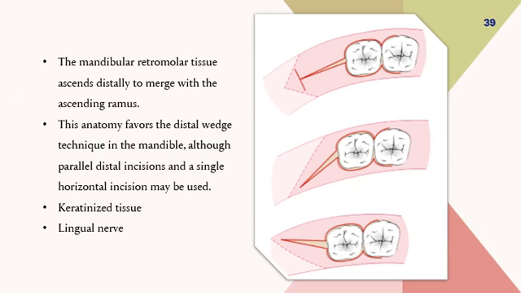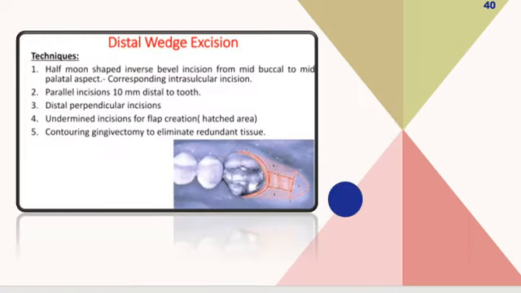The distal wedge excision has a half-moon shaped inverse bevel incision from mid-buccal to mid-palatal aspect. The palatal incision is usually 10 mm distal. And finally, if needed, we can use a gingivectomy too to eliminate redundant tissue. It usually happens if there's a lot of tissue at the distal of the last molar, for example, when your last molar is the first molar.